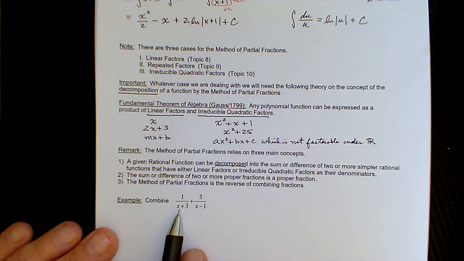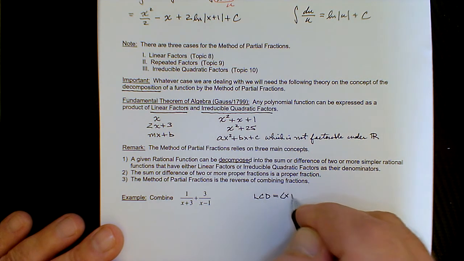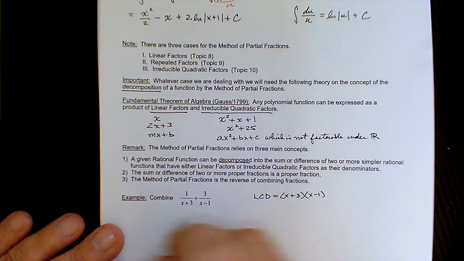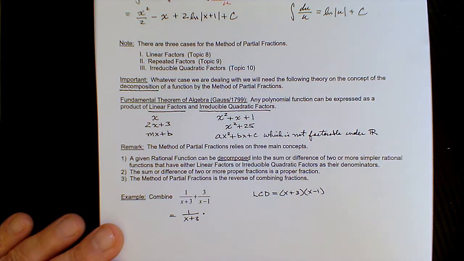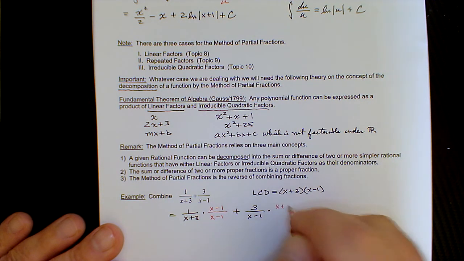So not to insult you, but here's a simple algebra problem. Just combine these two fractions. We'll need a least common denominator, which is going to be the product, in this case, of x plus 3 and x minus 1. And so we'll build up each fraction. 1 over x plus 3 gets multiplied by whatever's missing from the least common denominator, which in this case is the x minus 1. So multiply numerator and denominator by that. For the next term, 3 over x minus 1 gets multiplied by what's missing now, the x plus 3. So multiply numerator and denominator by that.